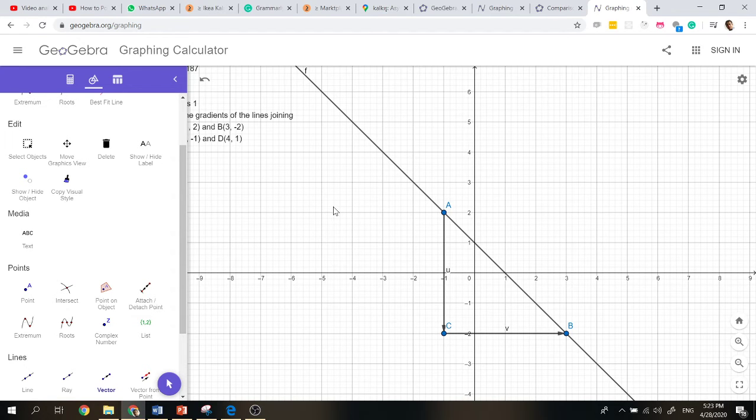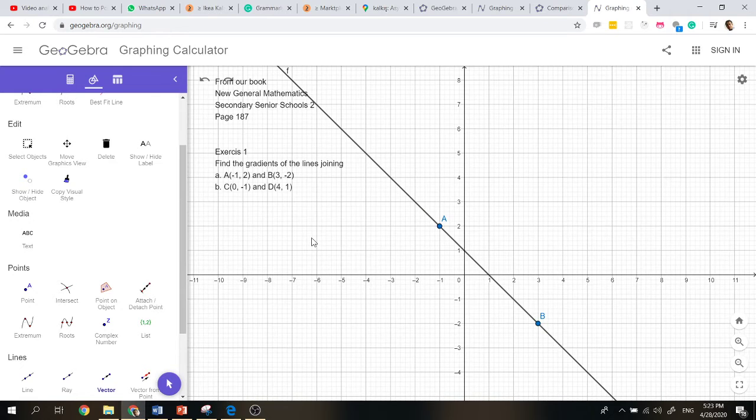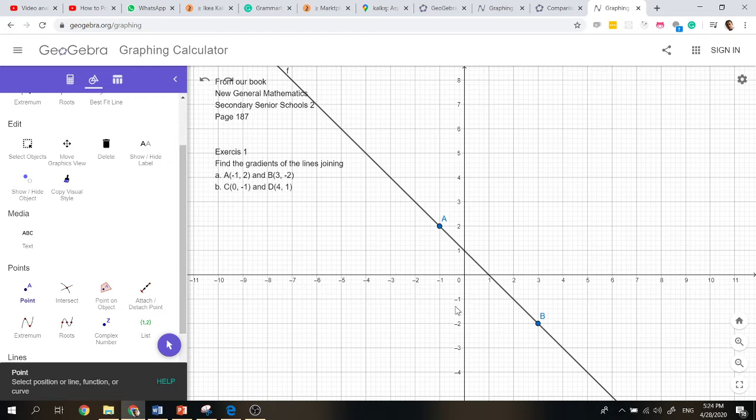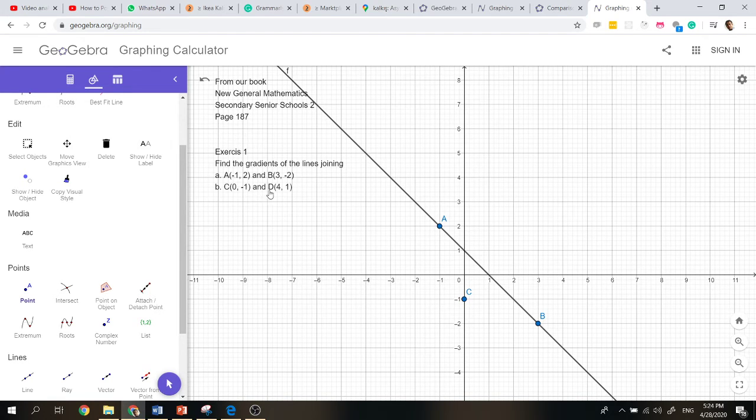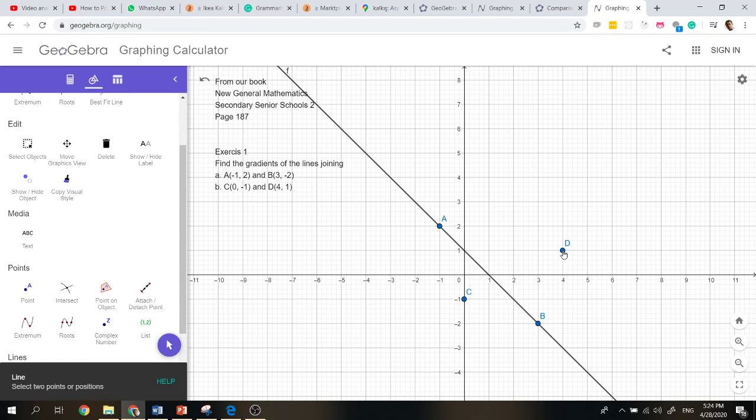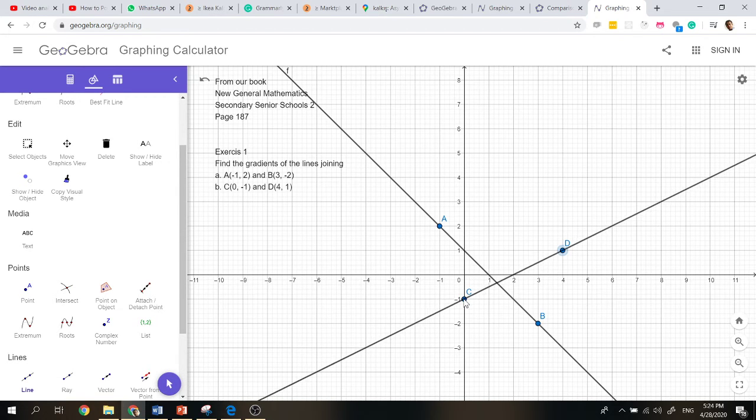Then let's continue to the next part, the second question. Here is the first. Now for the second one, let's choose our points. (0, -1) means the x component is 0, the y component is -1, which is our point C. Then D is (4, 1). Where is (4, 1)? x should be 4, y should be 1. Here is the point. Now let's draw our line. That will be our line.